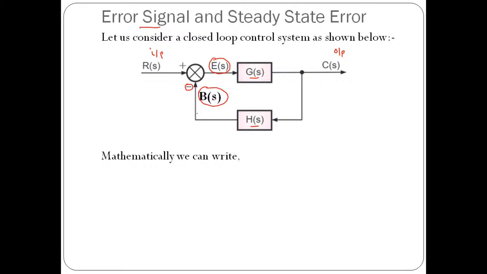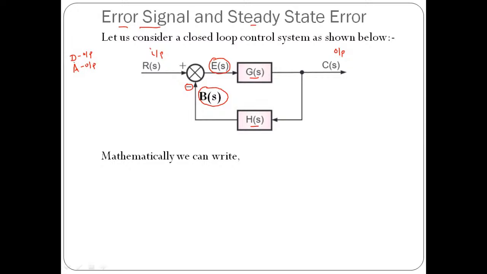Now, mathematically, our objective is to find the expression for this error signal and the expression for this steady state error. Now, what is steady state error? It is basically the difference between the desired output and the actual output.